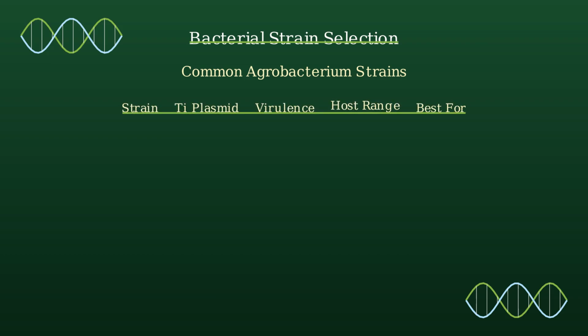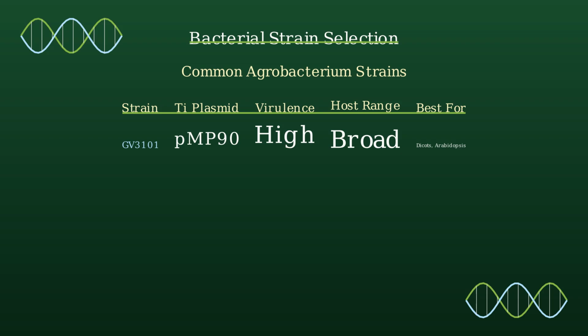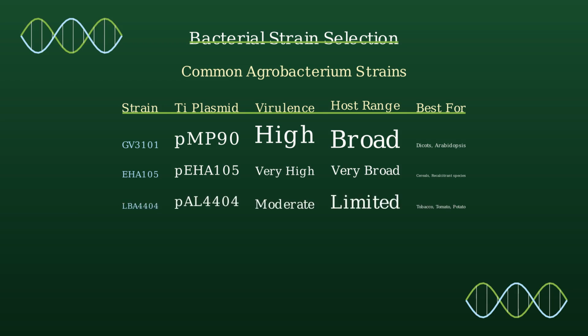GV3101, based on the pMP90 Ti plasmid, has high virulence and broad host range, making it ideal for most dicots, including Arabidopsis. EHA105 features the pEHA105 plasmid with very high virulence and exceptionally broad host range, making it suitable for cereals and recalcitrant species. LBA4404, with the pAL4404 plasmid, has moderate virulence and more limited host range, but works well with solanaceous plants like tobacco and tomato.